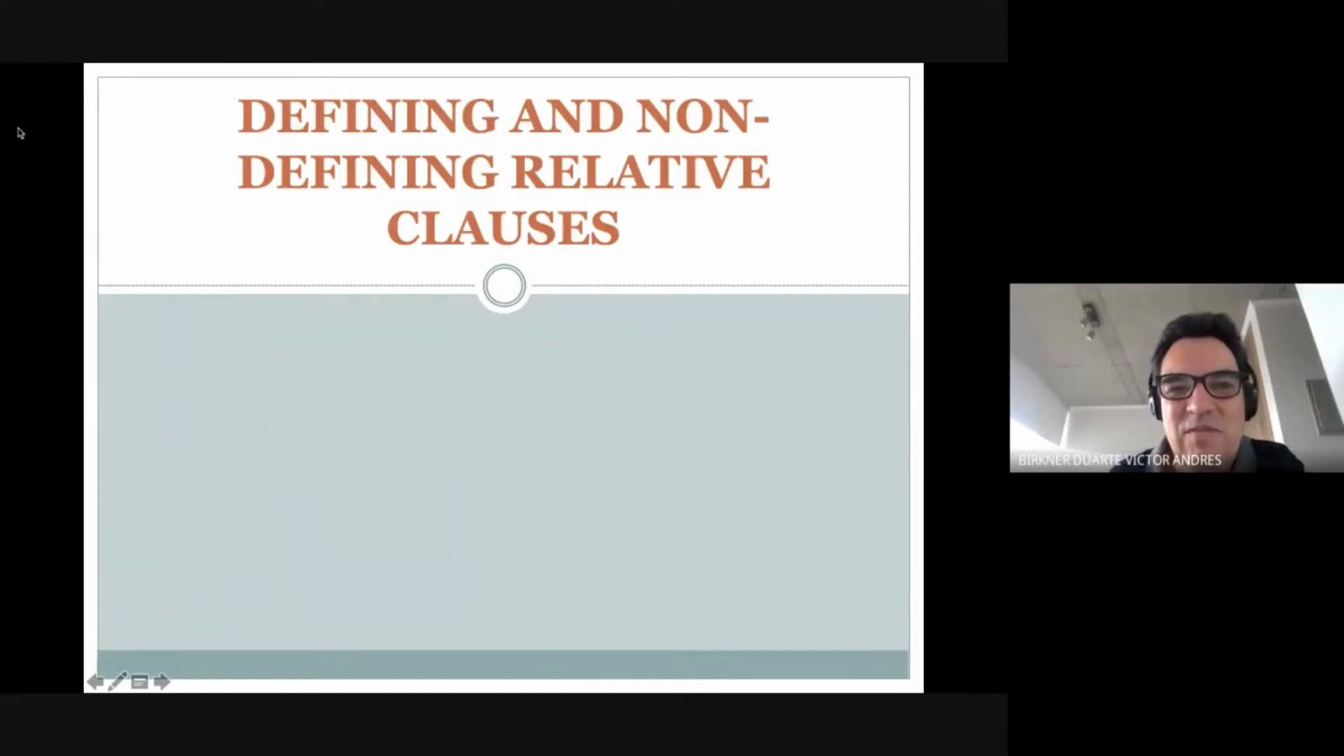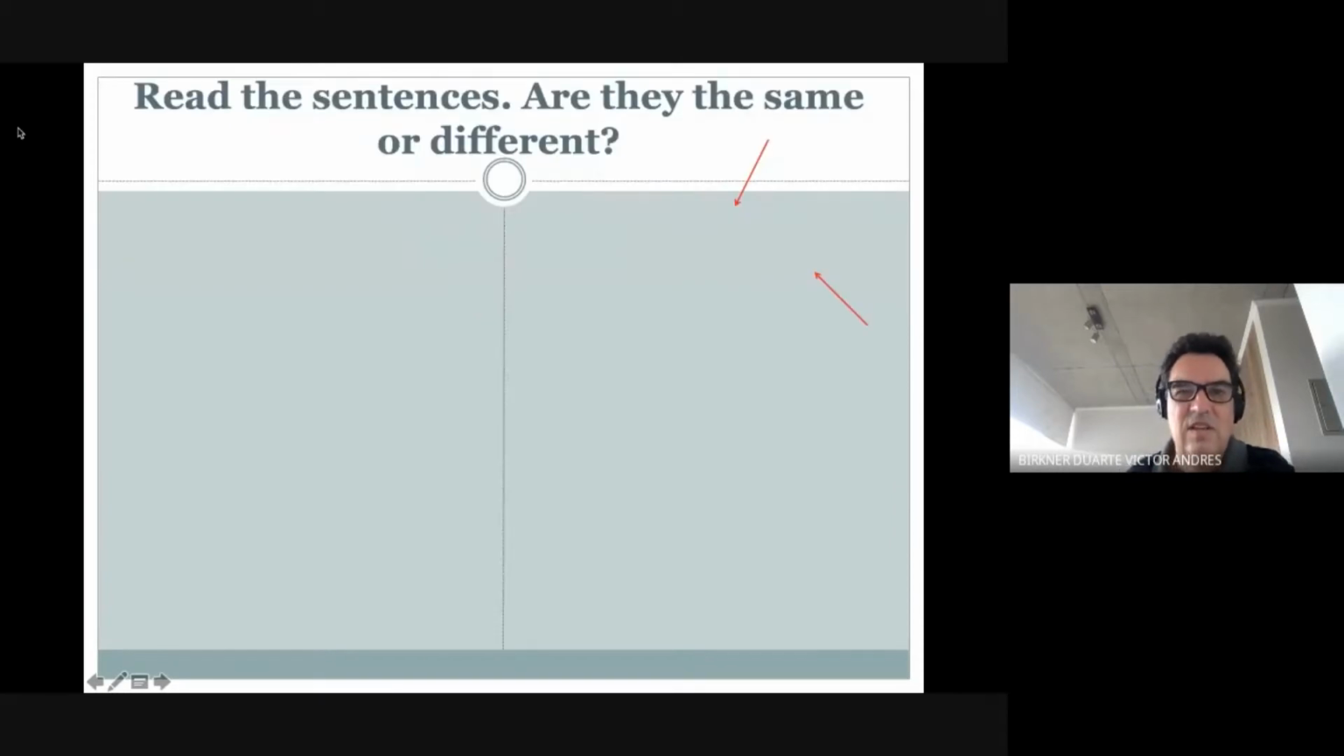And we're going to review a little bit what defining and non-defining relative clauses are. Probably most of you have studied this structure with Hector, I think is the name of the other teacher, right? It's the grammar teacher. So you have gone through this before with him. But anyway, I'm going to provide the most important things regarding defining and non-defining clauses. All right. I'm going to provide some examples.